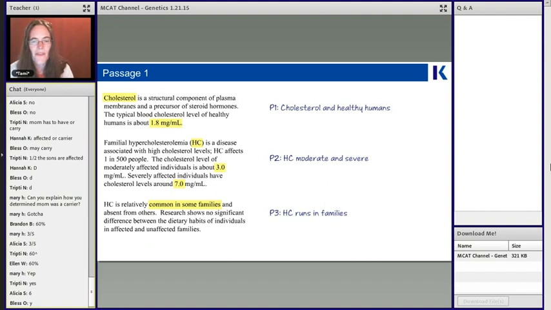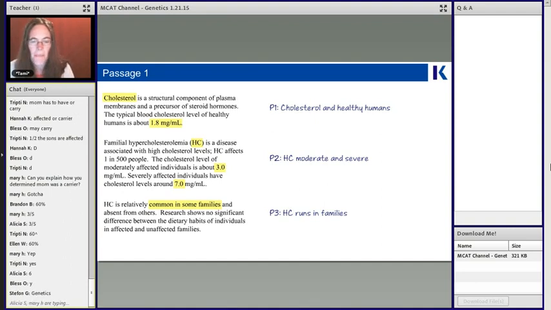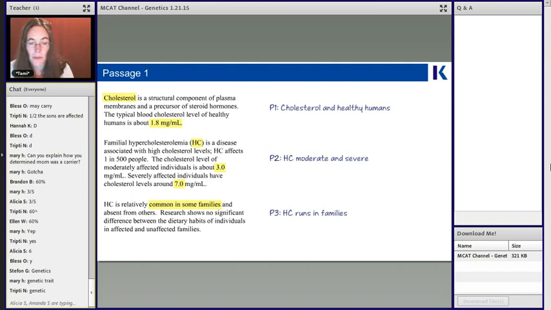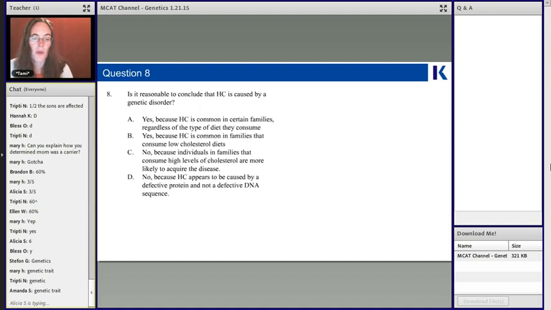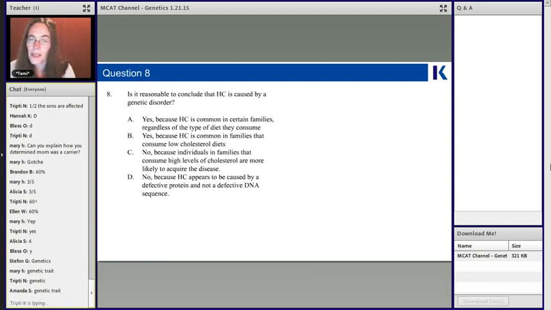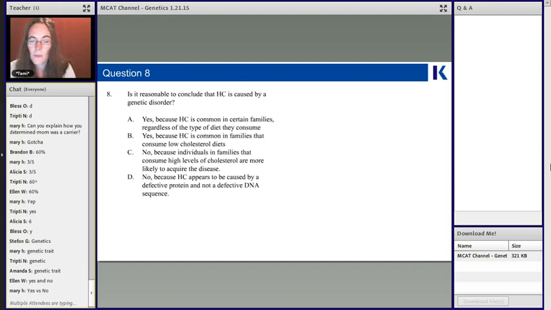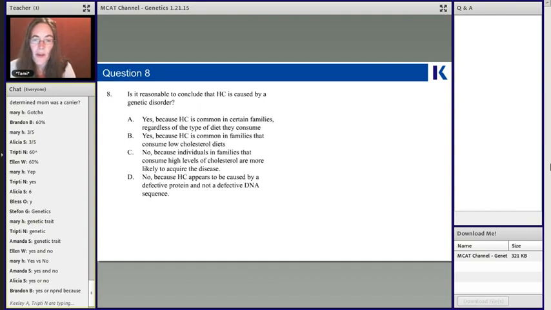If it runs in the family and there's no difference between dietary habits, this tells me what about this disease? It's a genetic disease. Absolutely. It's a genetic trait. Yes. We're going to do one question together, and the other two you're going to do as homework. So let's look at this. What do you notice quickly about the answer choices, which are very common on the MCAT? Yes, no, and why? So we can figure out the yes or no, eliminate two of our answer choices, and then the because, or the why it is the way that it is.